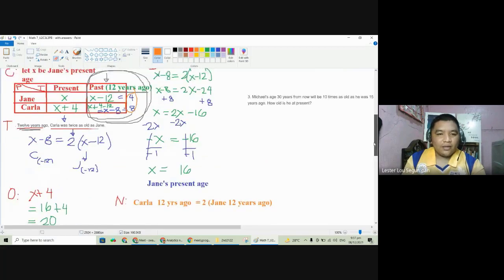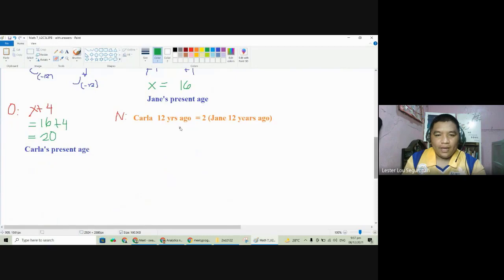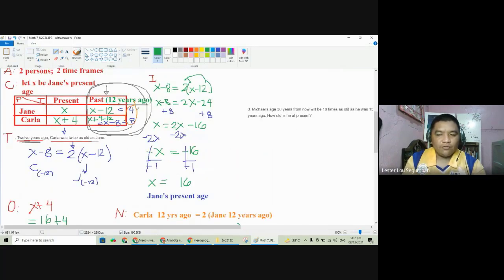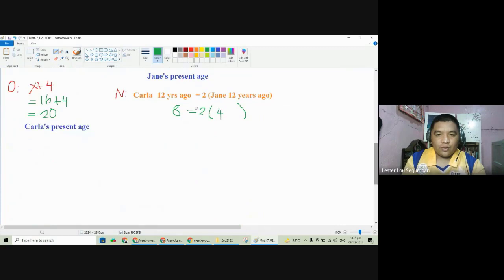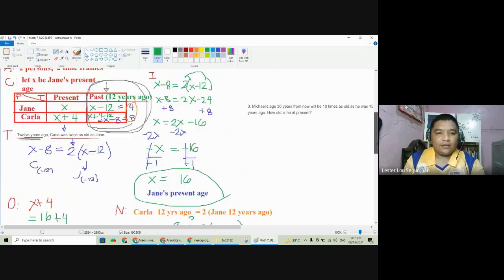So Carla 12 years ago was 8. Is it the same as 2 times Jane's age 12 years ago, which is 4? 2 times 4 is 8. That is now satisfying this equation here. This means Carla's present age of 20 and Jane's present age of 16 are the correct answers.